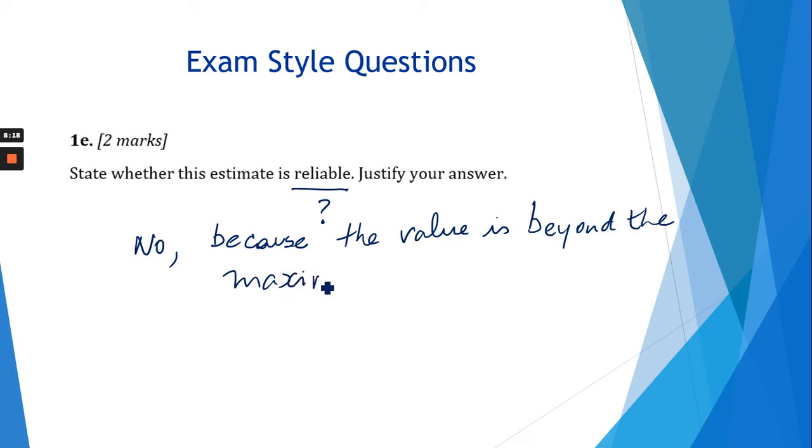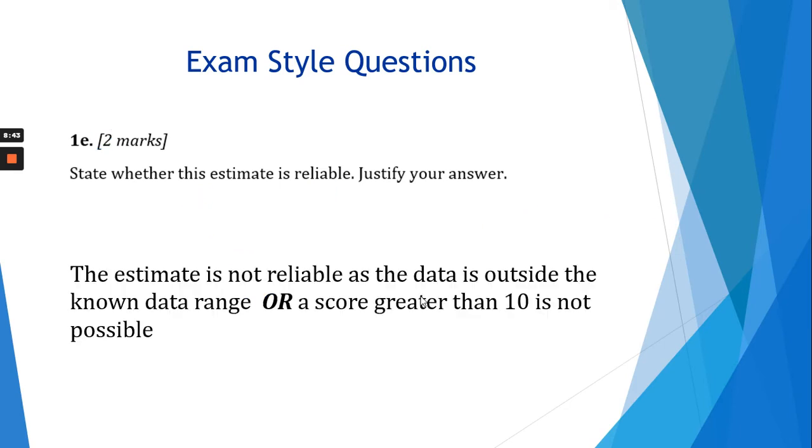So it cannot be greater than 10. So here we get 1 mark for answering correctly, and there are 2 marks here for giving our justification. Another possible justification could be the value is outside the range, so the range in terms of minimum and maximum value. The official answer will be the estimate is not reliable as the data is outside the known data range, or a score greater than 10 is not possible.